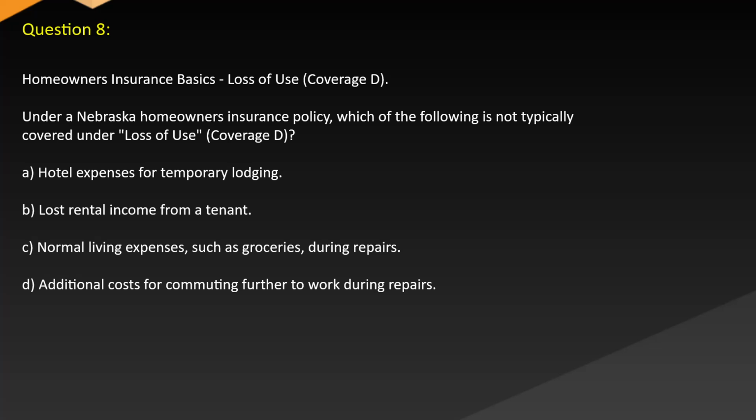Question 8. Homeowners Insurance Basics. Loss of use coverage D. Under a Nebraska homeowners insurance policy, which of the following is not typically covered under loss of use coverage? A. Hotel expenses for temporary lodging. B. Lost rental income from a tenant. C. Normal living expenses such as groceries during repairs. D. Additional costs for commuting further to work during repairs.